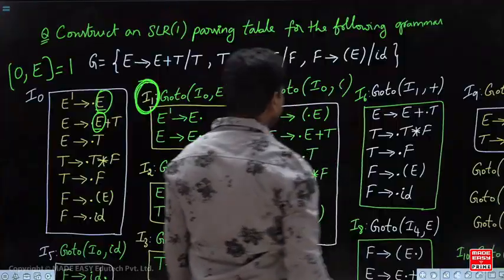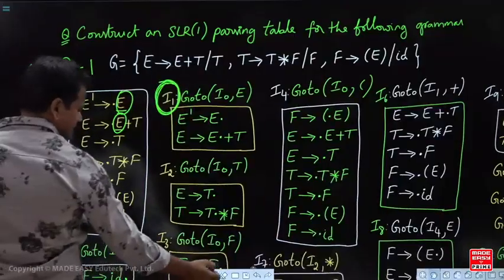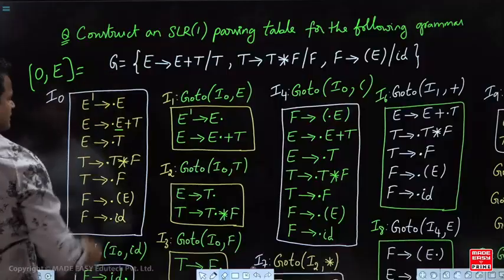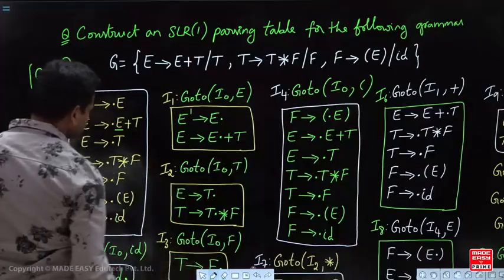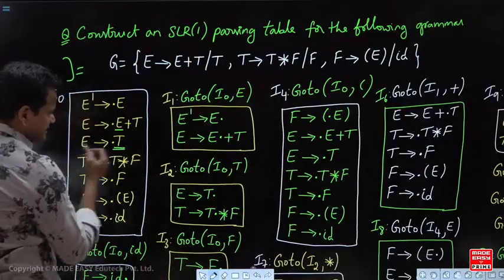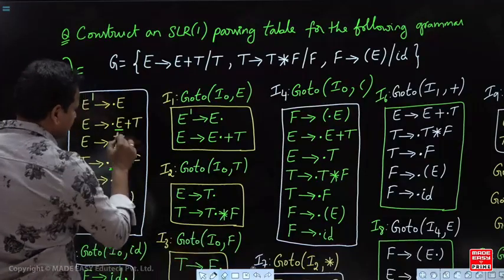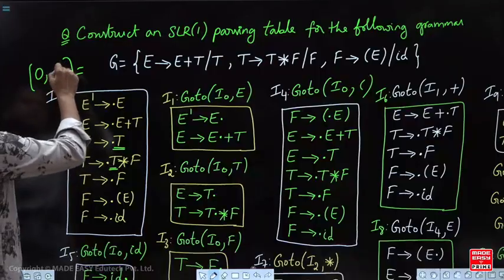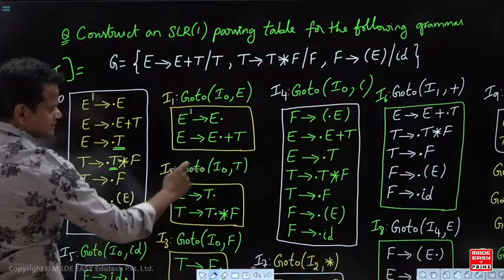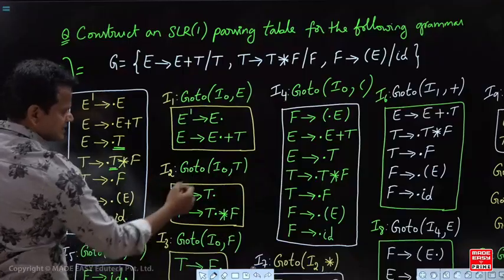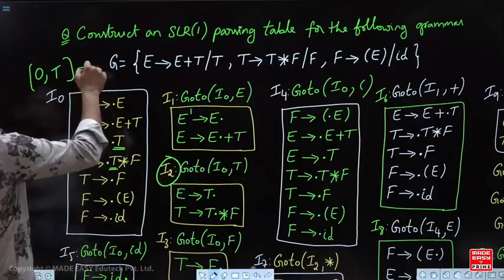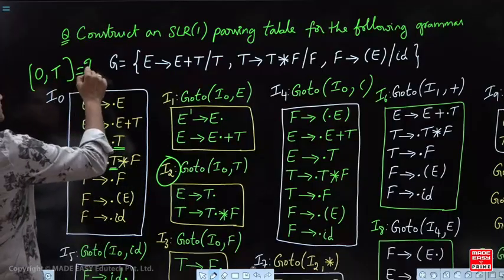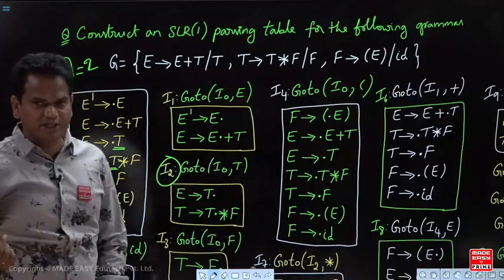Okay, now look at this. The first one is done. Now go to the second one. The next term is T, and this is also T. Both are T. And this is I naught comma T. Where has it gone? I naught comma T has gone to this state. What is the name of the state? I2. I am writing, I naught comma T is I2. So in the 0th row, Tth column, simply we write 2. No shift, no reduce, only number.